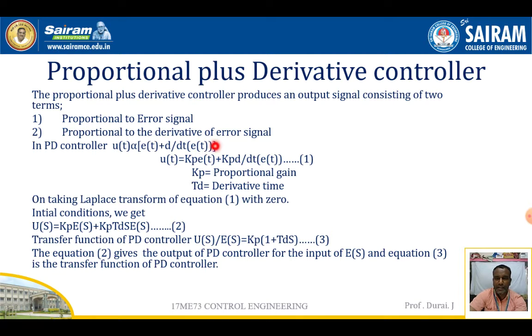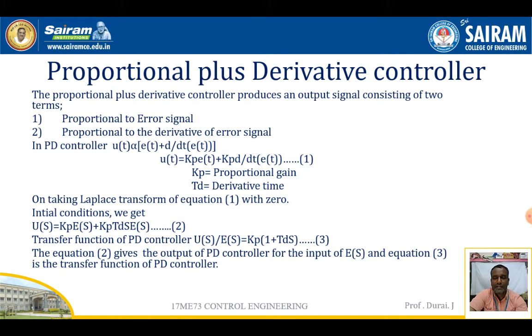In the previous equation for the proportional plus integral controller, u(t) is proportional to e(t) plus the integral of e(t), which we have seen. Now u(t) is proportional to e(t) plus d by dt of e(t) because it is a derivative control, so d by dt comes over here. Then u(t) is equal to Kp into e(t) plus Kp Td d by dt of e(t). Here Kp is the proportional gain and Td is the derivative time.